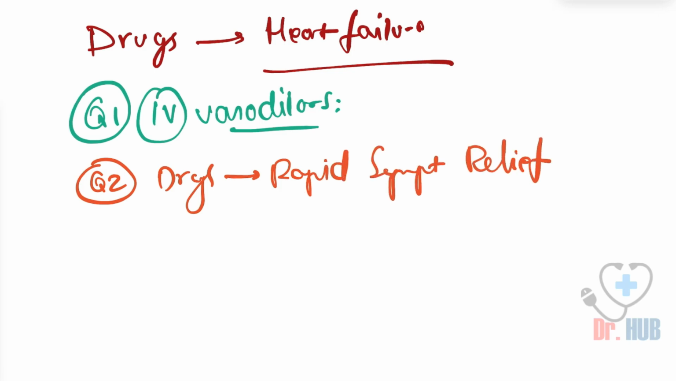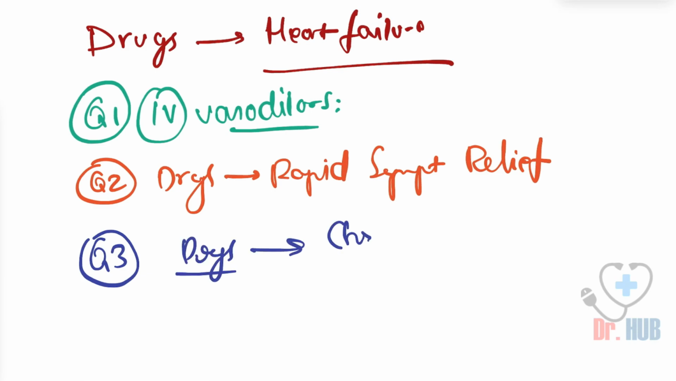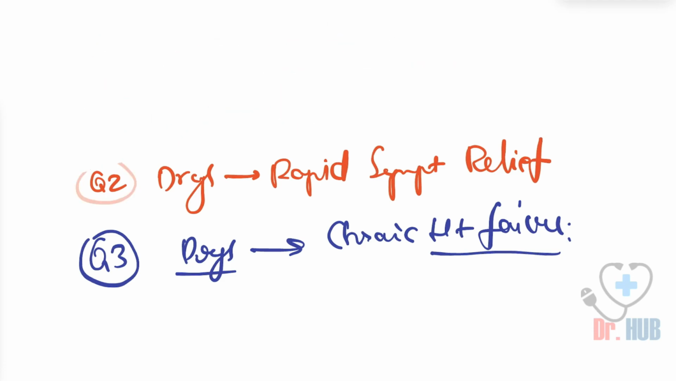So what are the drugs used? The third question will be, name some common drugs which are used in chronic heart failure. In this video, we'll find out the answers to all our questions, and in the end, there are also some bonus questions.